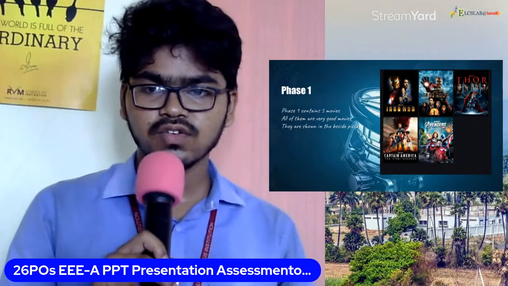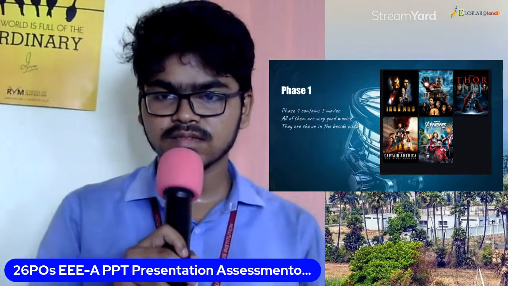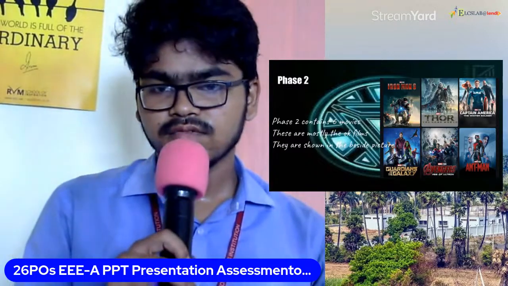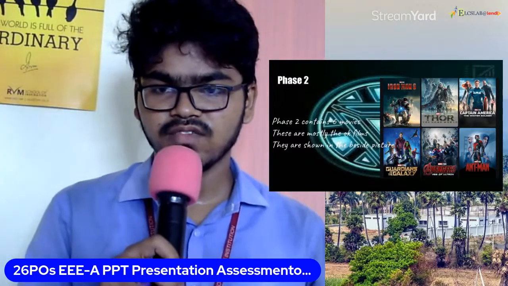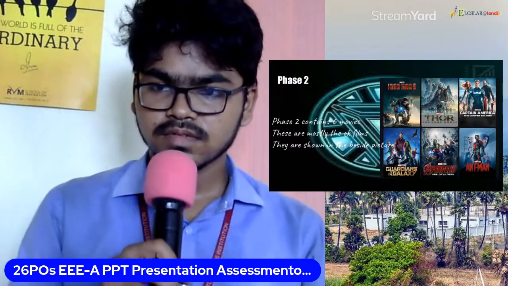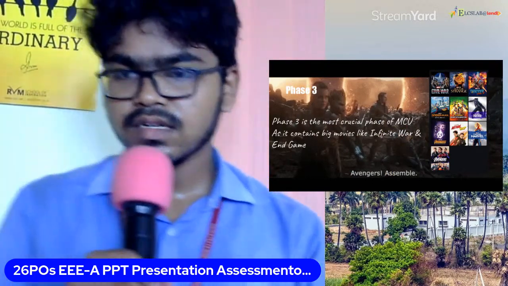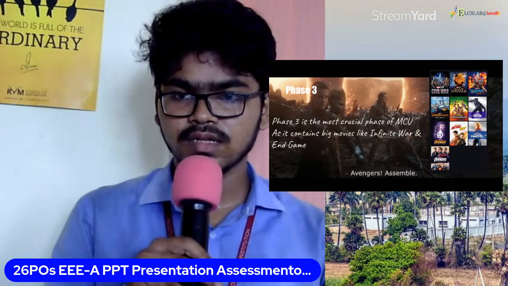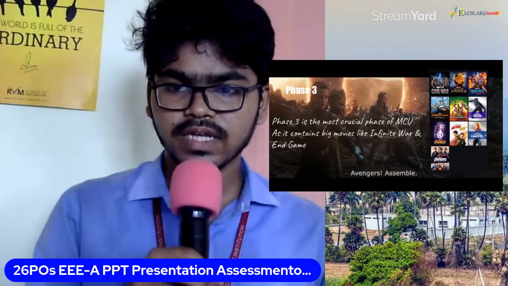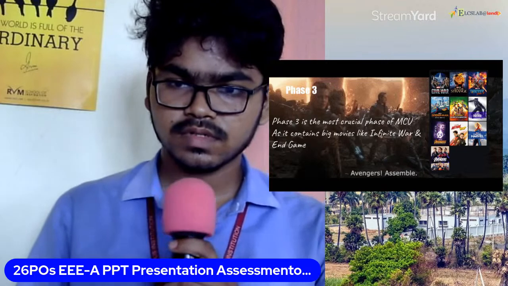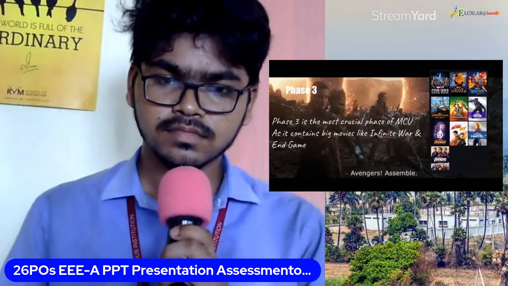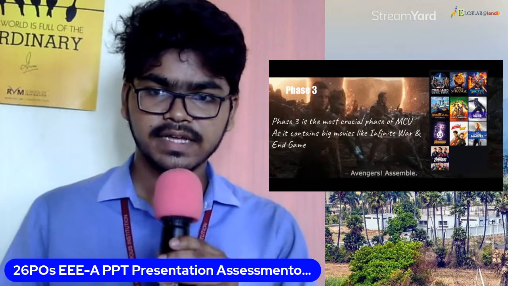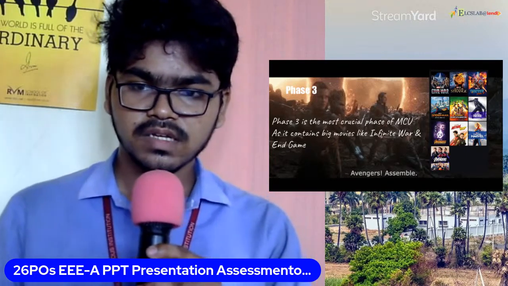And it's divided into five phases. The first phase contains five movies, which are very great. The second one is a bit lower than every other phase among Marvel. The third phase of Marvel is the most crucial phase among the whole Marvel Cinematic Universe. It contains big movies like Infinity War and Endgame, and so on.